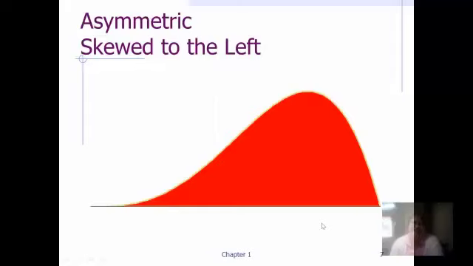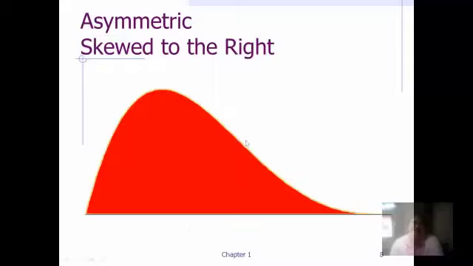Now, when we have asymmetric distributions, it's skewed, and you look at where the tail points to. So in this slide, the tail points to the left, so this is a left skewed distribution. Now in this one, the tail points to the right, so this is a right skewed distribution.